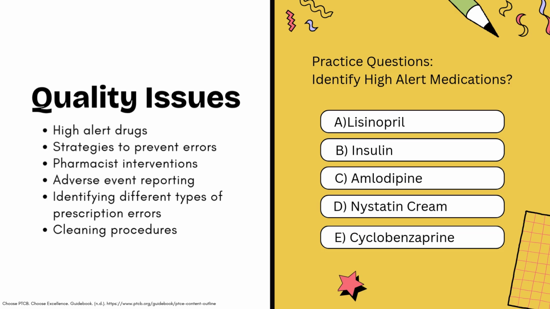For example, on the right side, it asks, identify high alert medications. After reading the choices, I hope you selected B, insulin. This is because a small incremental error in the instructions for insulin can cause significant harm to the patient. Therefore, insulin is the best choice out of all the other tablets or capsules or creams.